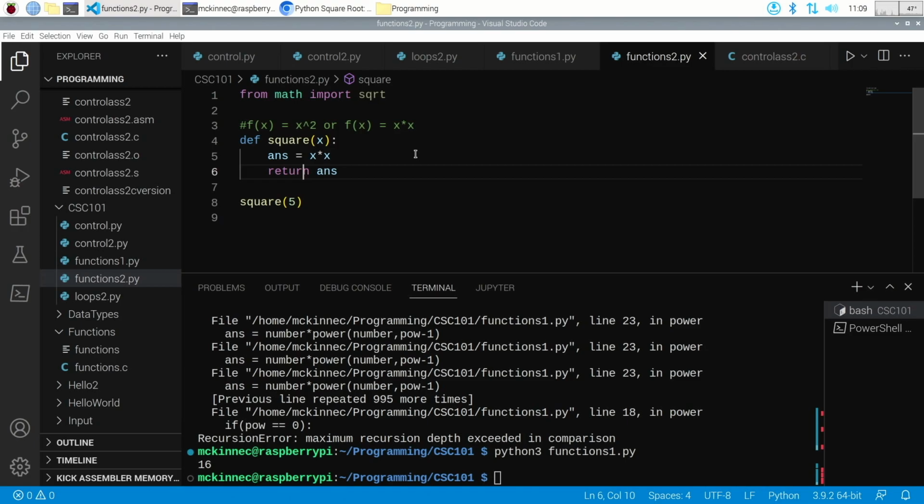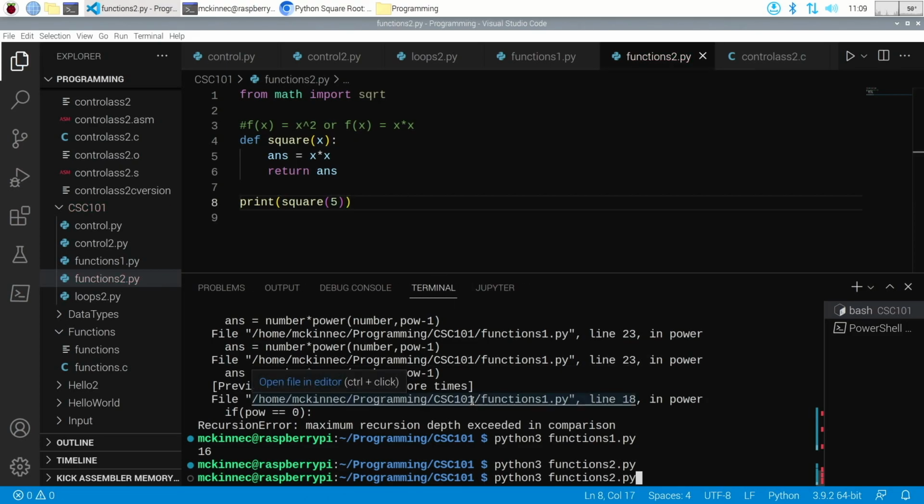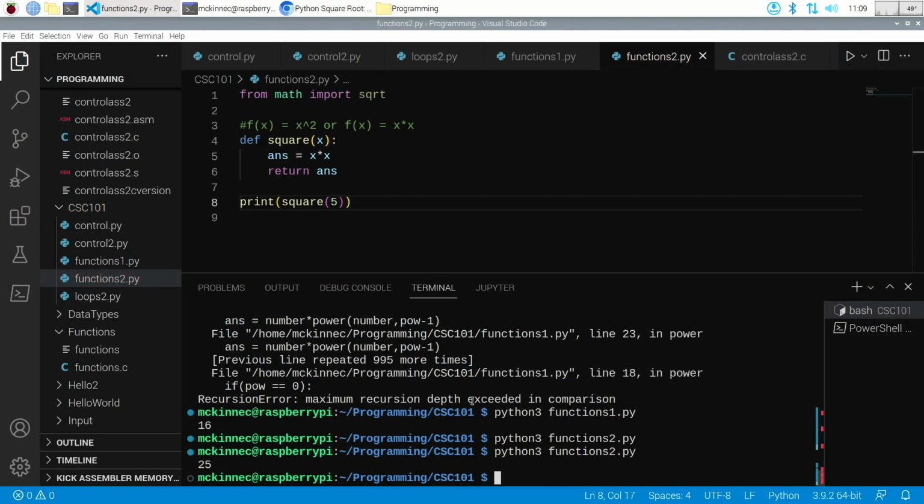All right, now, not shockingly, what should happen if I run this? Well, what happens? Looks like absolutely nothing, because, how about, I need to print it? And sure enough, what do we get? 25. Okay, that's good. Our function works.